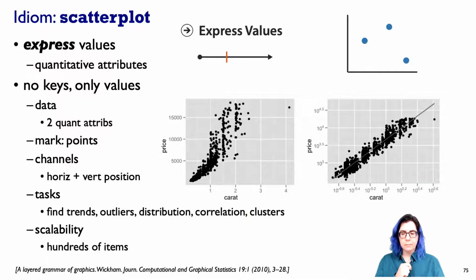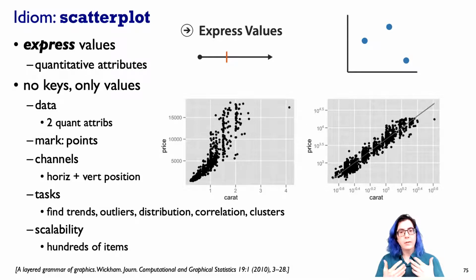So let's start with 0 keys. And that's the case of a scatter plot. So a scatter plot has quantitative attributes on both of the axes. So you really are simply expressing quantitative value. You don't have a key-based lookup. So we're going to walk through a lot of these idioms and analyze them systematically. So our data is 2 quantitative attributes. Our mark type is points. Our visual channels are horizontal and vertical spatial position.